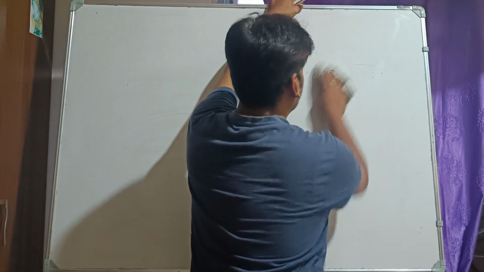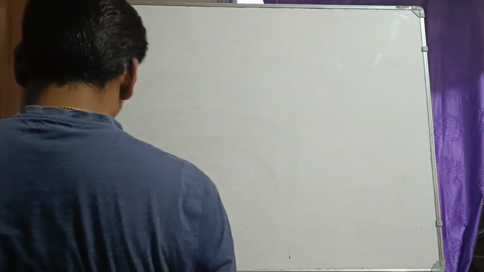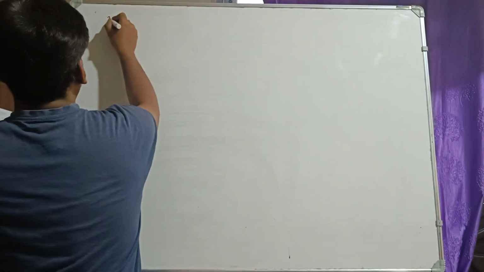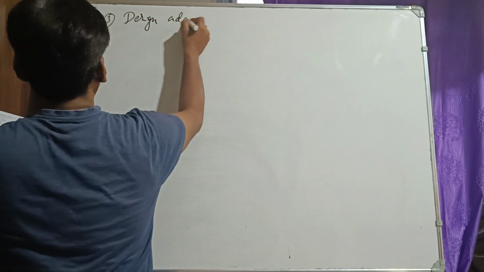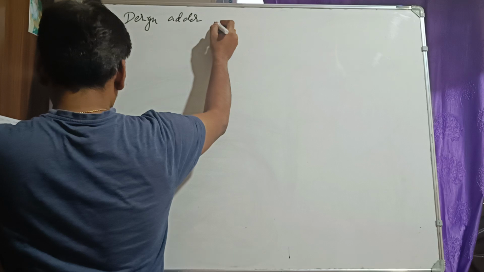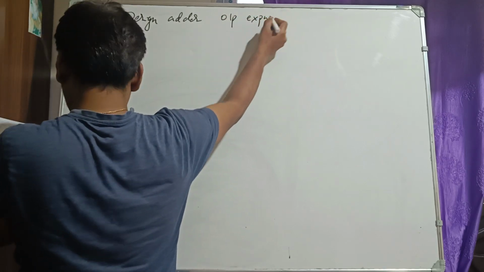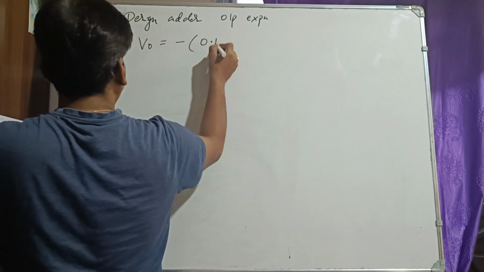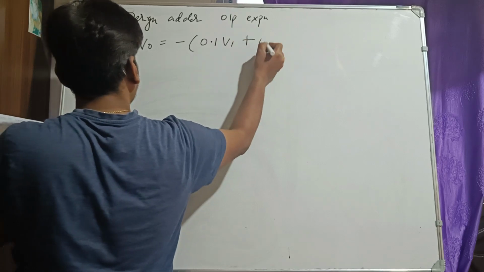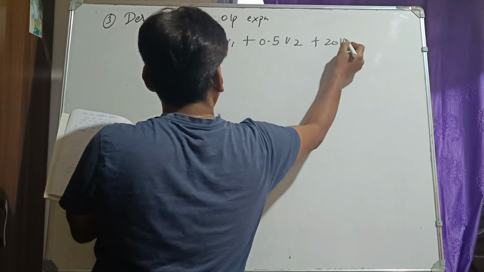How will the problem look? Most of the time the problem is going to be repetitive, so that problem we will see. Here the question is, you should design the adder, right, to obtain the output expression which is given: V output is equal to minus of 0.1 V1 plus 0.5 V2 plus 20 V3.